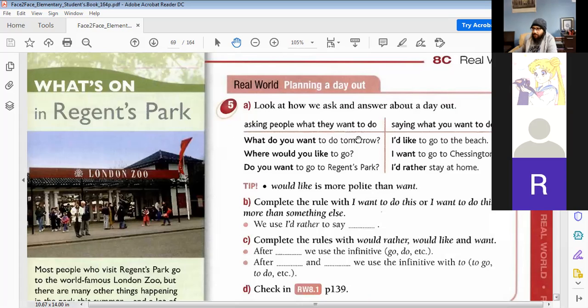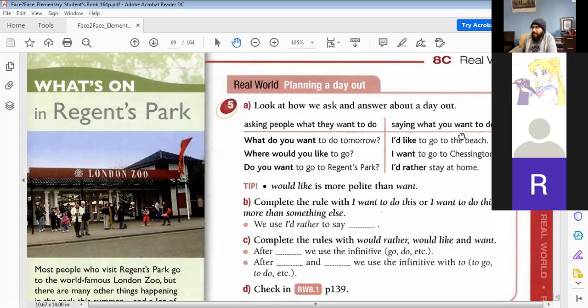So what do you want to do tomorrow? Where would you like to go? Do you want to go to Regent's Park? So these are all questions to ask people, and you can change it. So you can say, what do you want to do after the lesson? Or where would you like to go on Friday? Do you want to go to the beach? Do you want to visit? Do you want to go to the Green Mountain? Do you want to, I don't know, go to the desert? Anything. So these are good questions to ask people what they want to do.